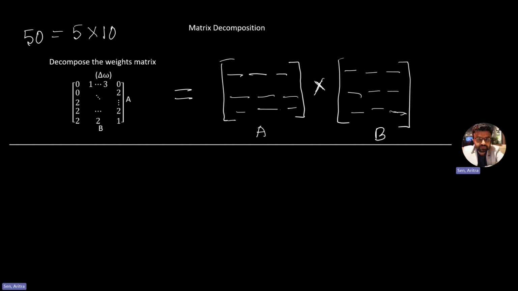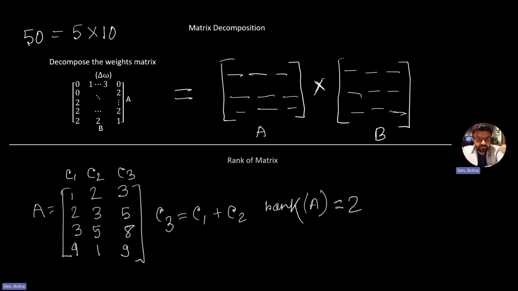So the dot product of A and B will give you back the shape which was originally there for the pre-trained weights, which is DW. So this is the concept of matrix decomposition. Then another concept you need to be mindful of is the rank of a matrix. Say, for example, we have this matrix where we have three columns, C1, C2, and C3.